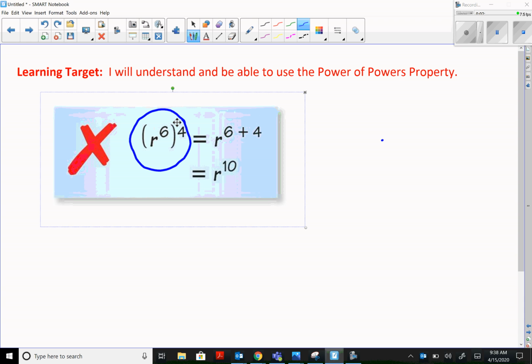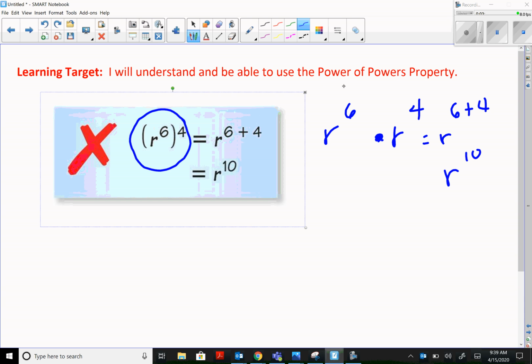And what did they do here? So they thought, I believe, they used the product of powers property, and they added the exponents. Their strategy would work only if it was r to the 6th power times r to the 4th power. If you're multiplying and you have the same base, that's when you add the exponent. So then it would be r to the power of 6 plus 4, which would be r to the 10th power. But that's not what we're doing.